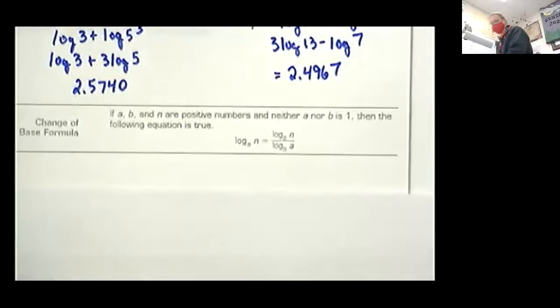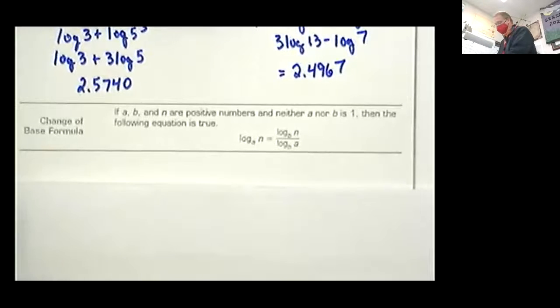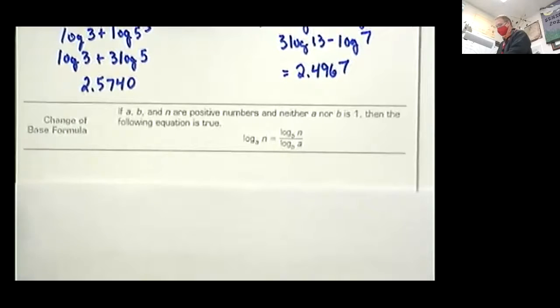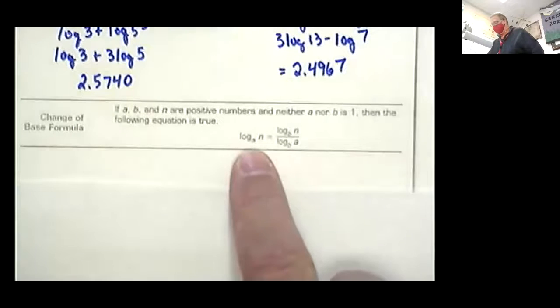Our next rule is the change of base formula for logarithms. We need to know this for variable purposes. If a, b, and n are positive numbers and neither a nor b is 1, then the following equation is true. Log base a of n.